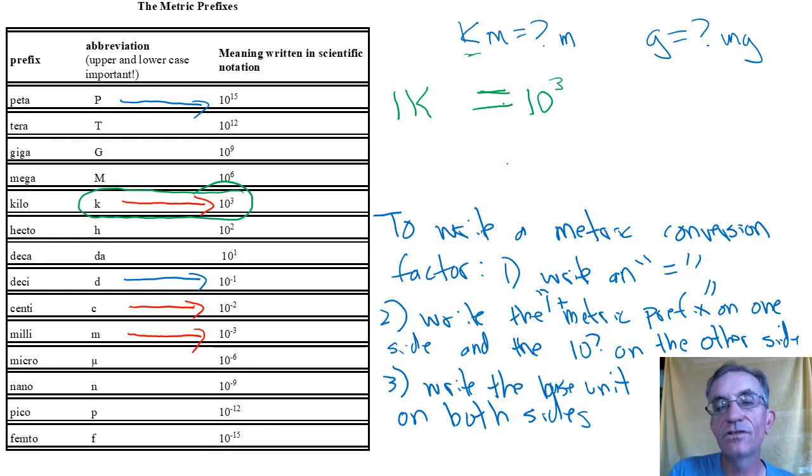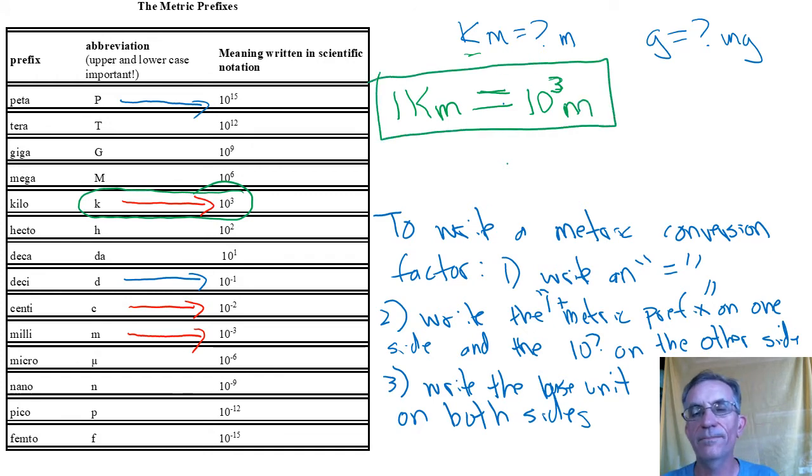Now, the last thing you're going to do is write the base unit on both sides. So what's the base unit? Kilometers to meters, the base unit is meters. So you'd write M on both sides. And now you've got yourself a conversion factor: 1 kilometer is 10 to the 3 meters.